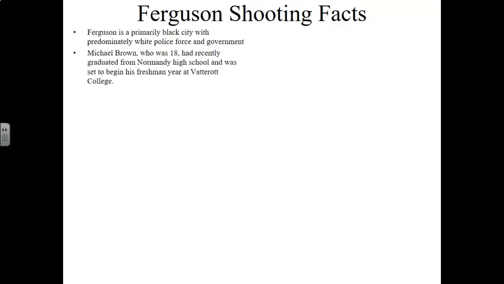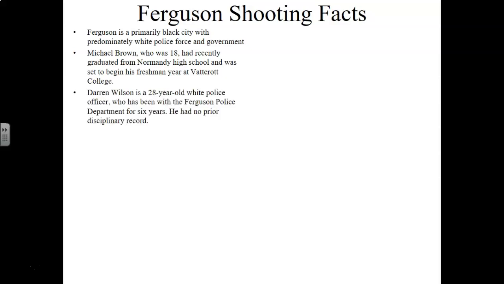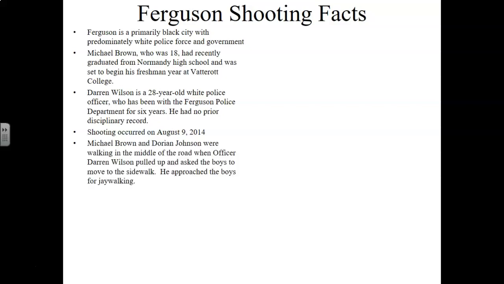Michael Brown, who was 18, had just graduated from Normandy High School and was set to begin his freshman year at Vatterott College, a local college here in St. Louis. Officer Darren Wilson was a 28-year-old white police officer who had been with the Ferguson Police Department for 6 years. While on the police force, he had no prior disciplinary record issues whatsoever. What basically happens is there is a shooting of Michael Brown by Darren Wilson on August 9th of 2014.